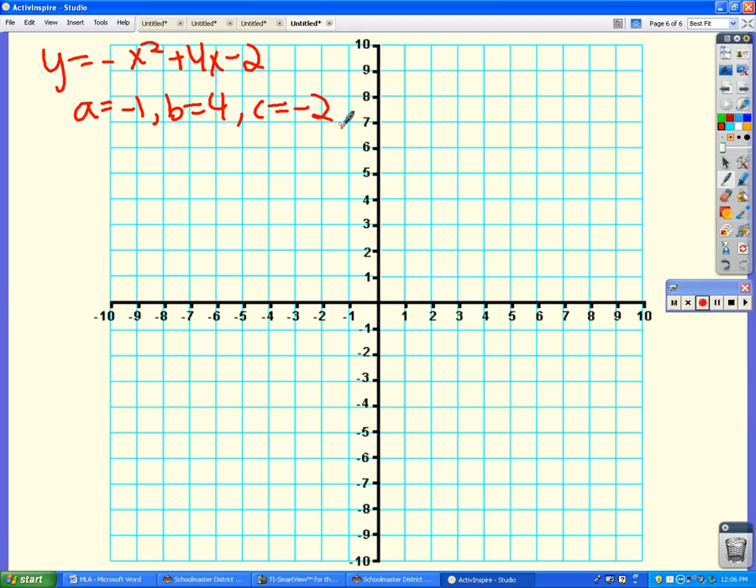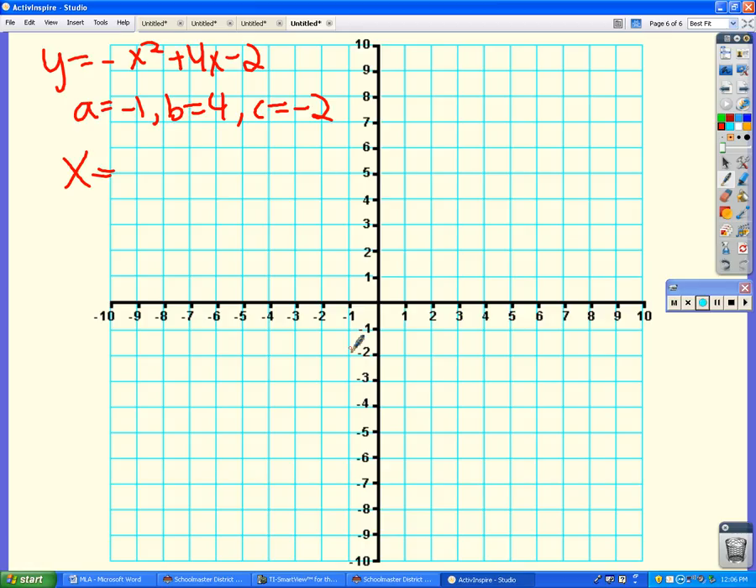Okay, so let's take a look at another one. All the steps are the same. y equals negative x squared plus 4x minus 2. A is negative 1, B is 4, C is negative 2. So to find the x coordinate of the vertex, what do we do?